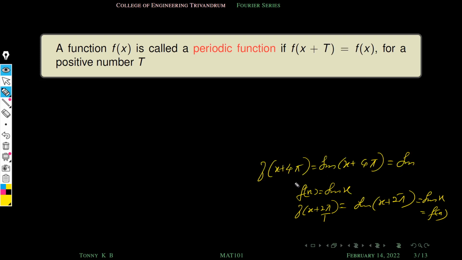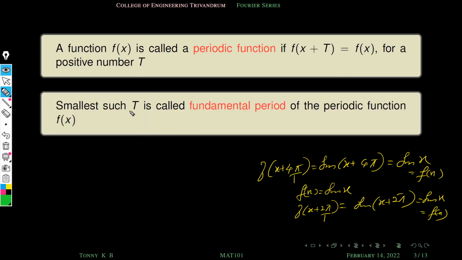Similarly, consider f of x plus 4 pi. That's equal to sin of x plus 4 pi, and we know that sin of x plus 4 pi is the same as sin x. This is equal to our f of x. So in this case, this is also a T. So this T is not unique for a periodic function. Clear? The smallest such T is defined as the fundamental period of a periodic function. In the case of sin x, which is the fundamental period? Yes, the smallest such T satisfying this condition is 2 pi. So the fundamental period of sin x is 2 pi.